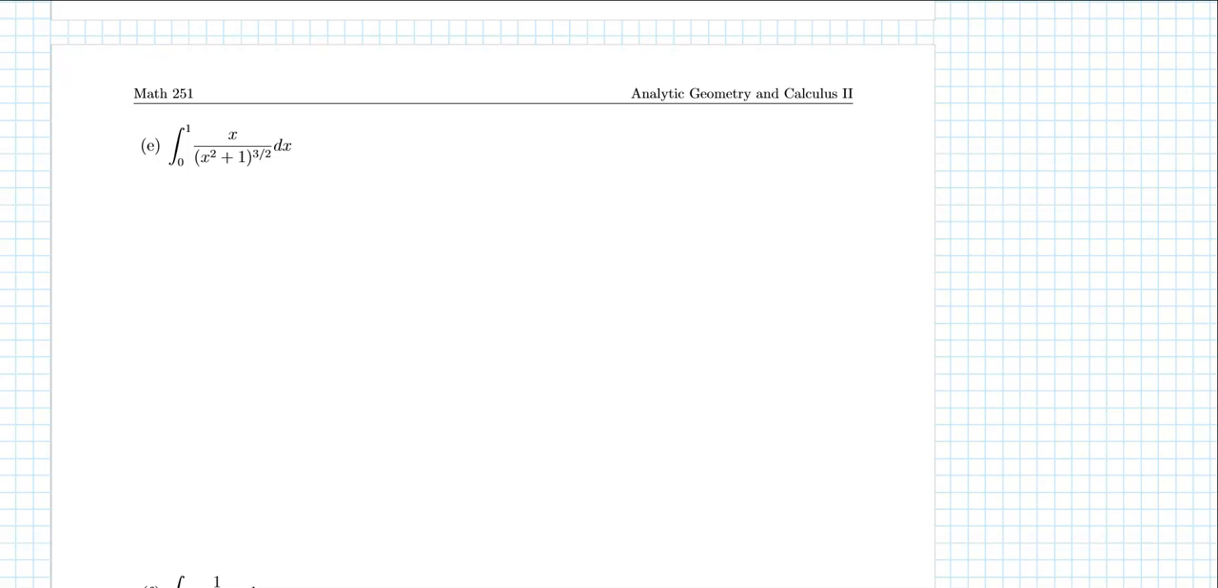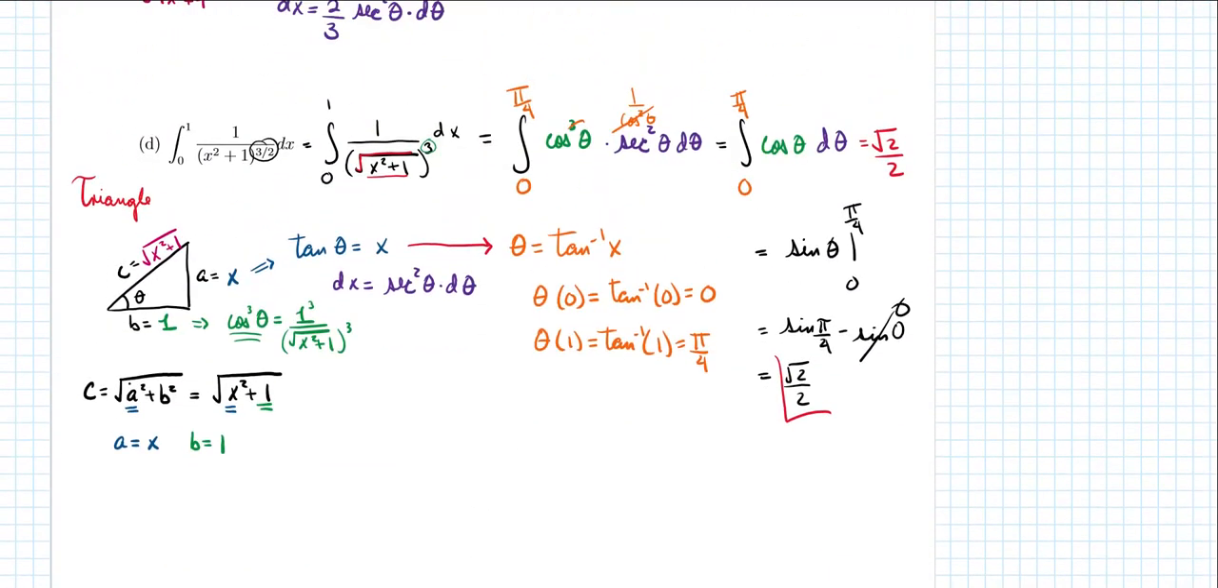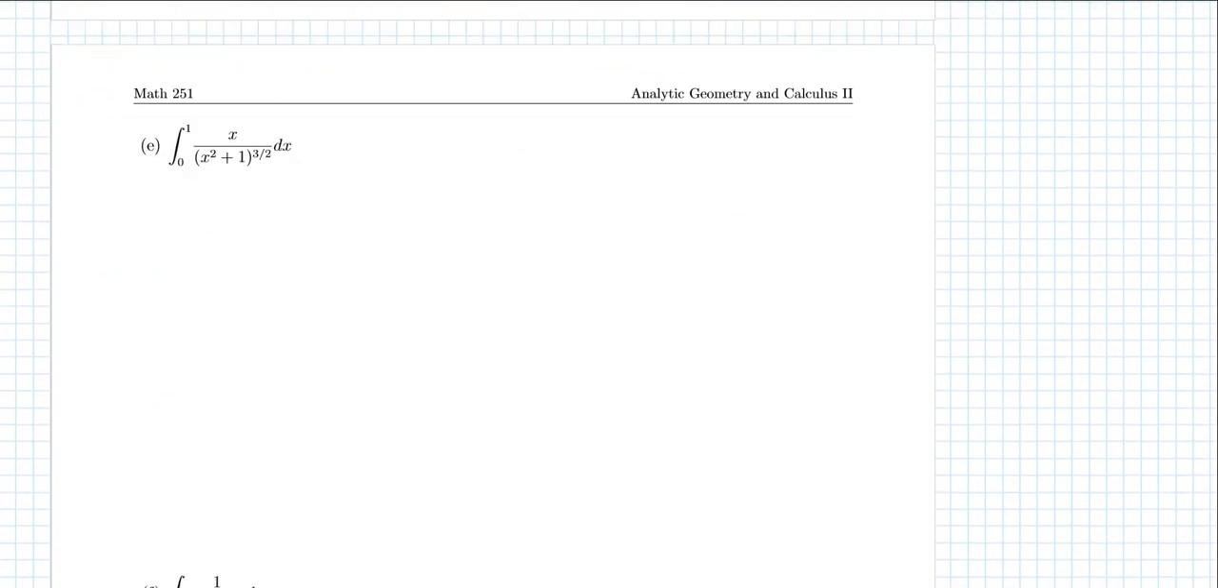Alright, so beginning with this problem, we have the integral from 0 to 1 of x over (x squared plus 1) raised to the 3/2 power. Now, this one looks very similar to the first problem that we worked on. However, there's one big difference. The previous problem only had a 1 in the numerator, whereas this one has an x in the numerator. Now, how will this affect our problem? Well, I would say that it's going to affect it in a very nice way. Do you guys see how?